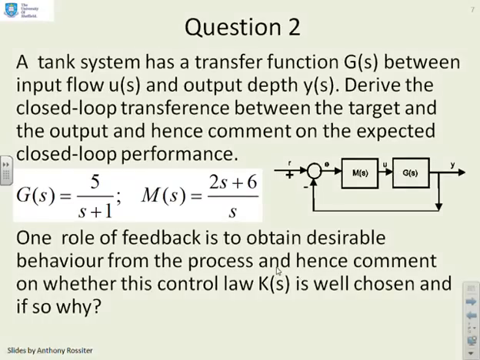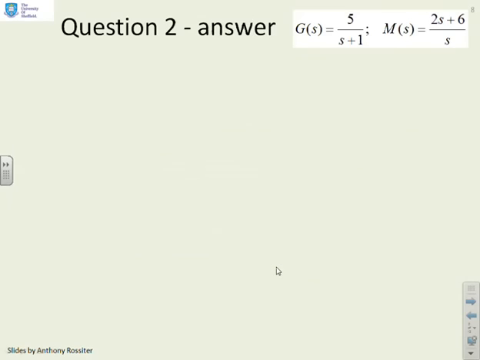Question 2. So a tank system has a transfer function G(s) between input flow and output depth. Derive the closed loop transference between the target and the output, and hence comment on the expected closed loop performance. And you'll see the values are given there. So now's the time to pause, and I'll continue and go through a solution.